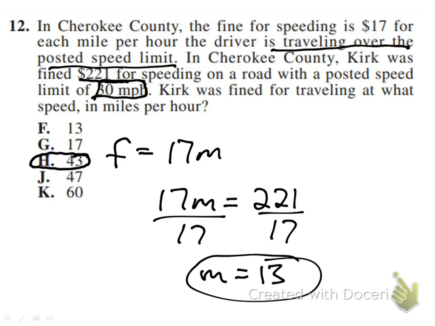Kirk was going 43 miles per hour. There's no second best answer, right? You get m equals 13 there, and if you write it, choose the first answer choice, you've got to be careful.